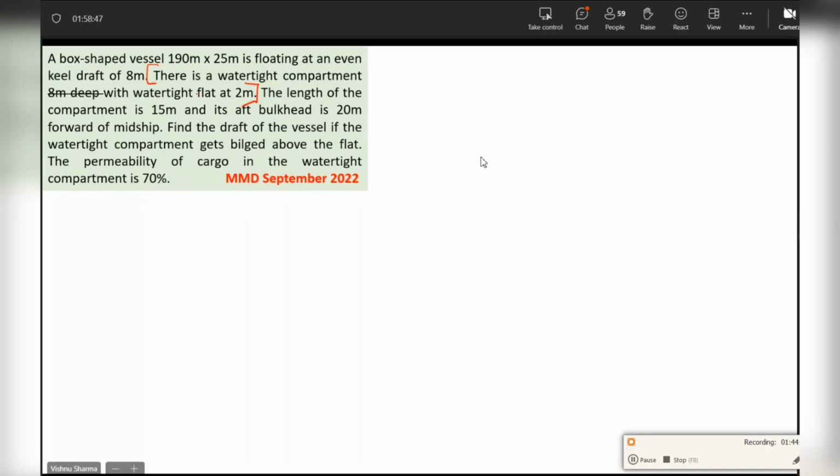Sir, can you please repeat your last sentence? You read this question, you tell me what is your take on this question, beta. Sir, I understand there are two watertight flats. The lower one. Yes, that is your take, correct? Yes, sir.